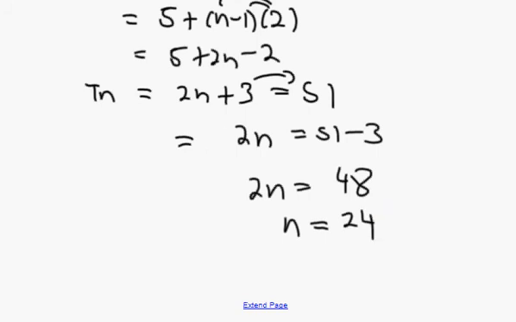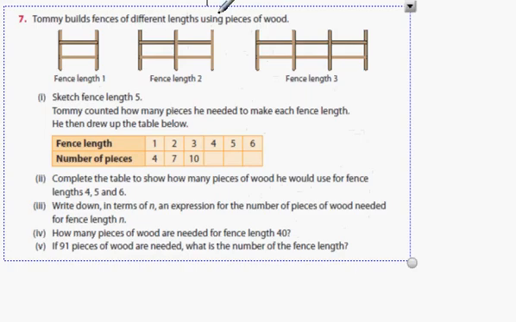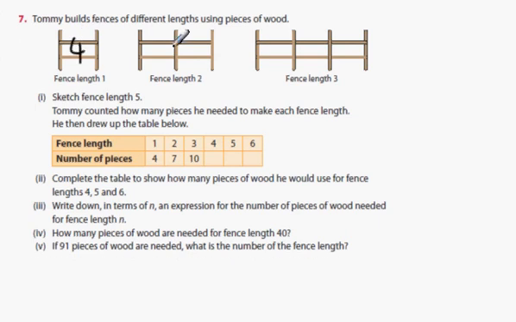Next one. Tommy builds a fence using pieces of wood. Okay, how much in fence 1? Anybody? 4. Fence 2? 7. 1, 2, 3, 4, 5, 6, and 7. Fence 3, it tells you there's 10, doesn't there?